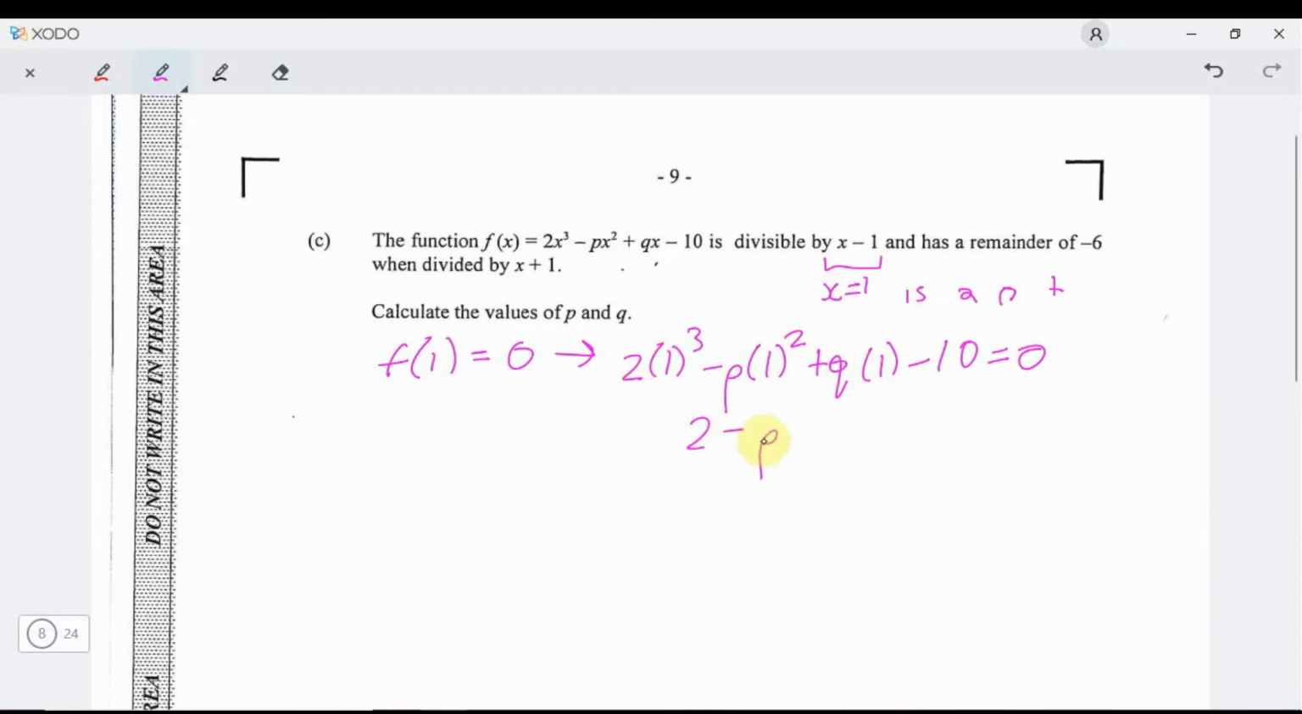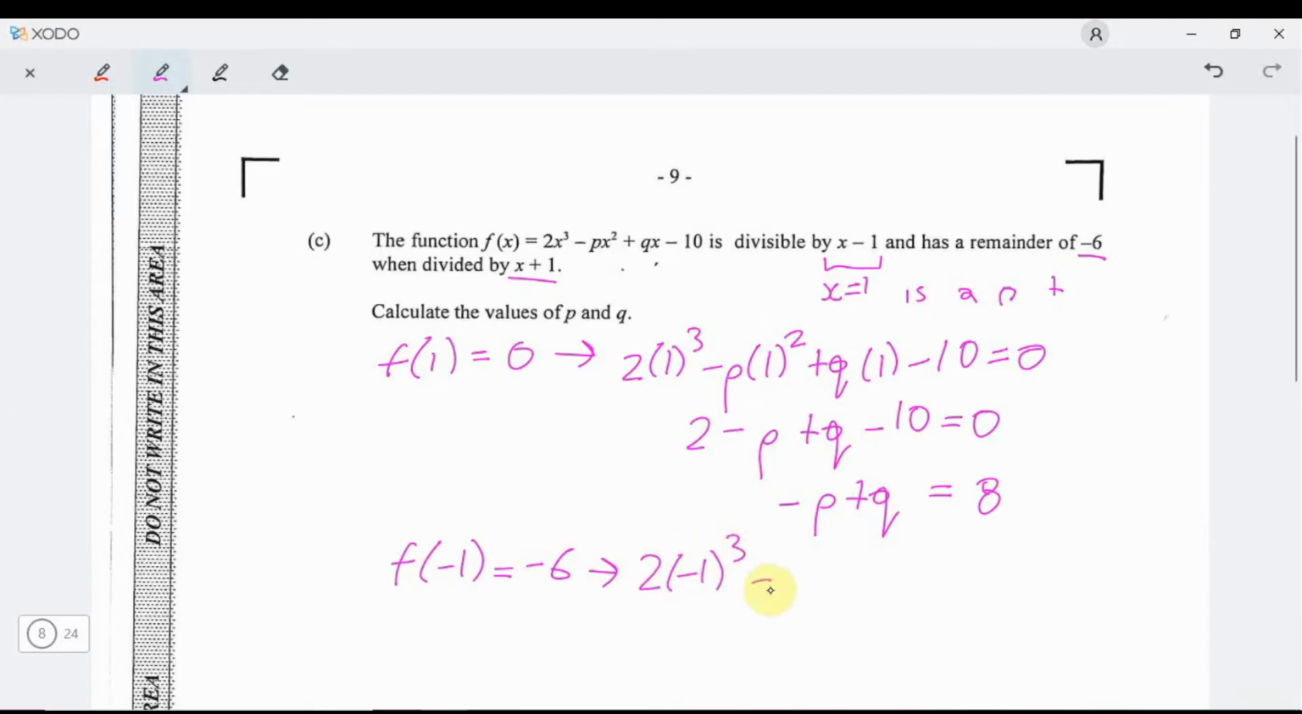We get 2 minus p plus q minus 10 equals 0. So in that case, we can bring the 10 and the 2 to the other side. That's minus p plus q equals 2 minus 10, which is -8. Bring it over here, it's +8. Then they told us when it's divided by x plus 1, it leaves a remainder of -6. So f of -1 is equal to -6. That means 2 times -1 cubed minus p times -1 squared plus q times -1 minus 10 equals -6. This becomes -2. This becomes minus p. This becomes minus q. Minus 10 equals -6.